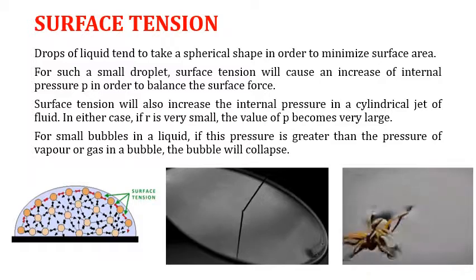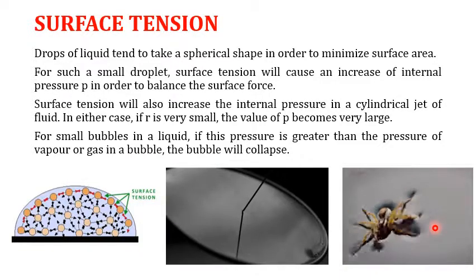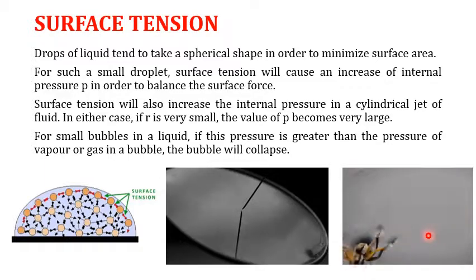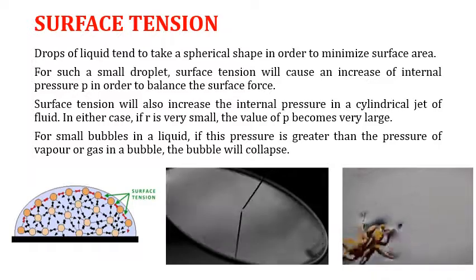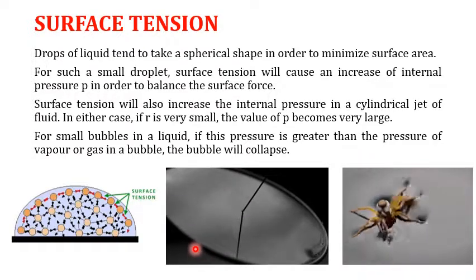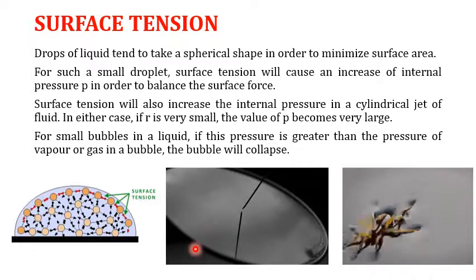If you look at this rightmost animation, you can see a spider walking over the water. This is surface tension, and in this animation you can see that we have a ring and a water film formed between it.